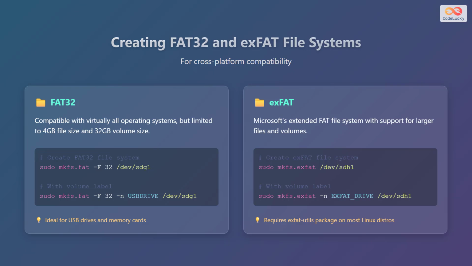exFAT is Microsoft's extended FAT file system with support for larger files and volumes. The command to create an exFAT file system is sudo mkfs.exfat /dev/sdh1. To create it with a volume label, use the command sudo mkfs.exfat -n exFAT_drive /dev/sdh1. It requires the exfat-utils package on most Linux distributions.